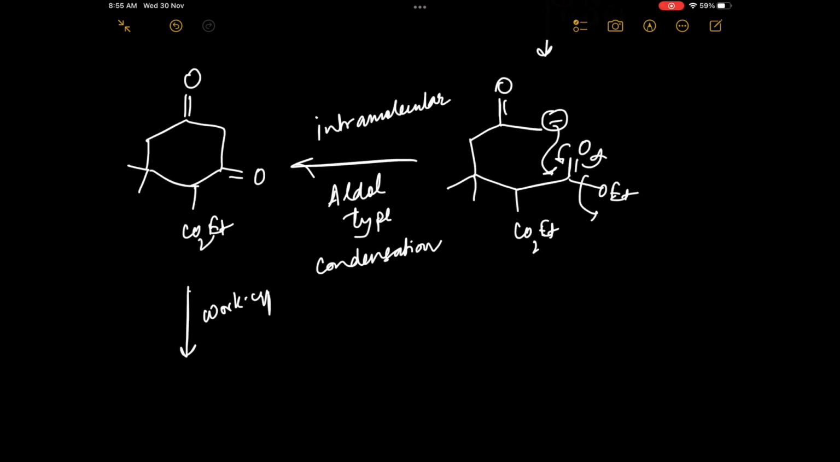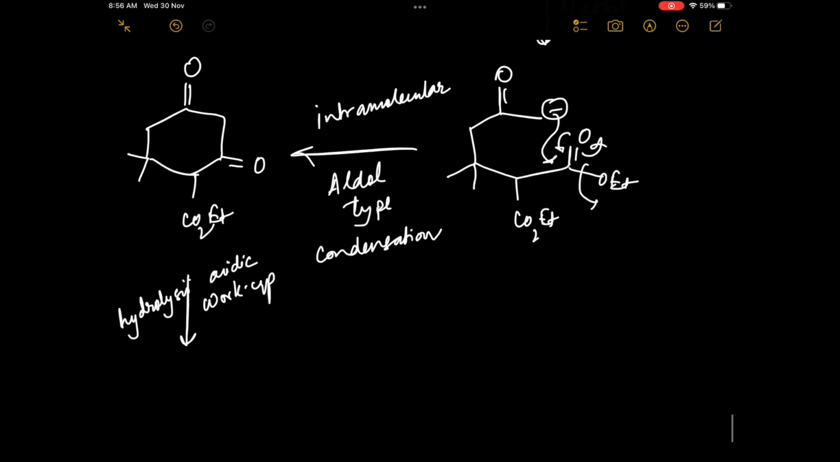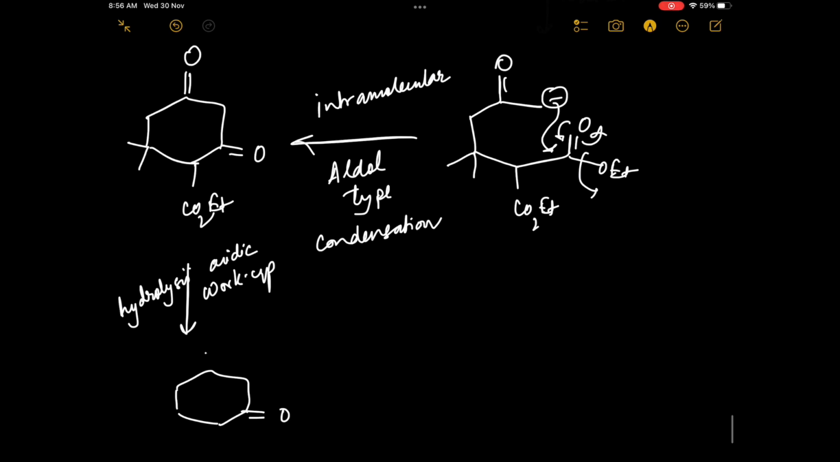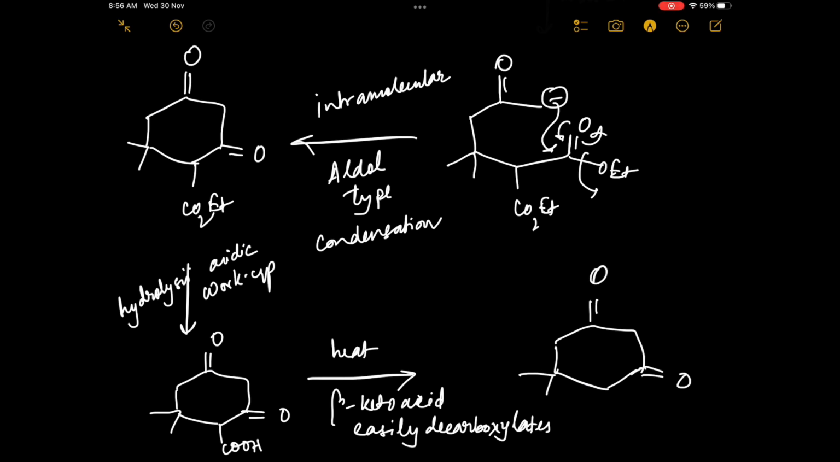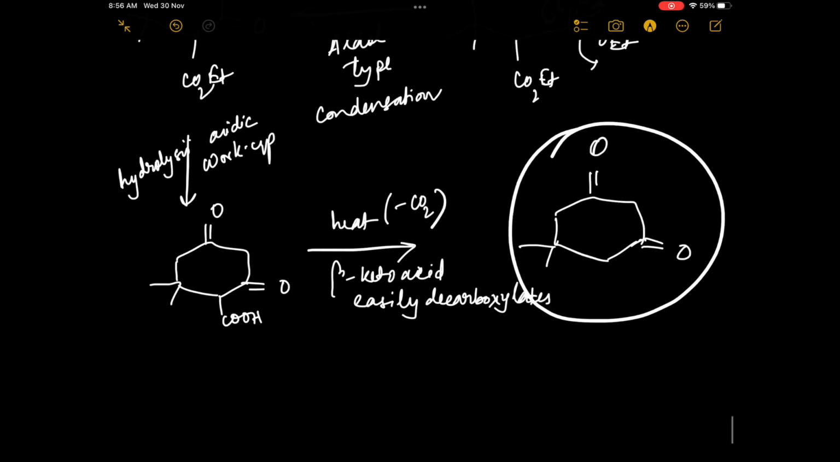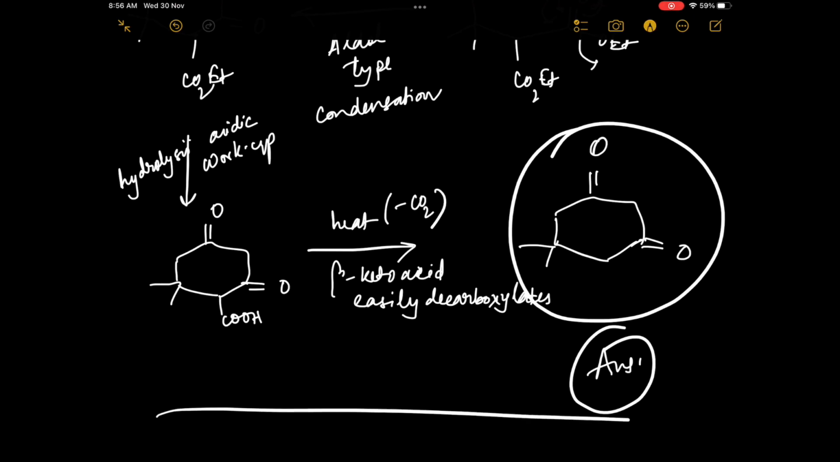Now, as you can see, when acidic workup takes place, the ester compound transforms into the corresponding acid, and this is the beta keto acid, which when heated undergoes a ready decarboxylation due to the formation of a 6-membered transition state, and we end up with our desired compound, which is the dimedone. Yeah, so this is the answer.